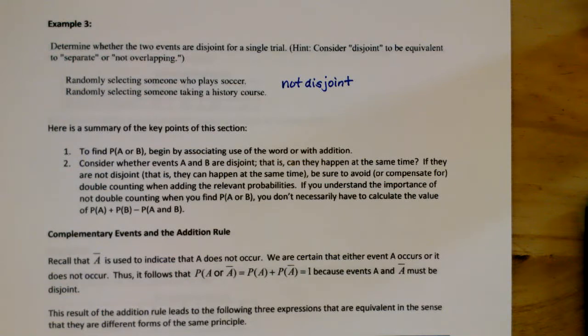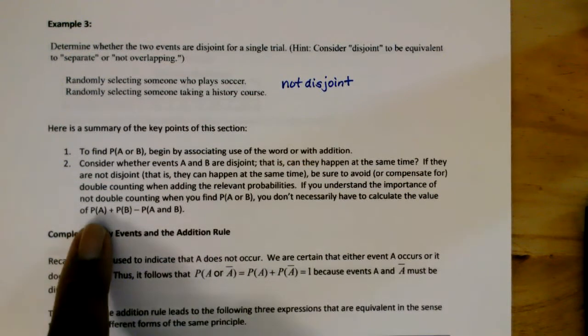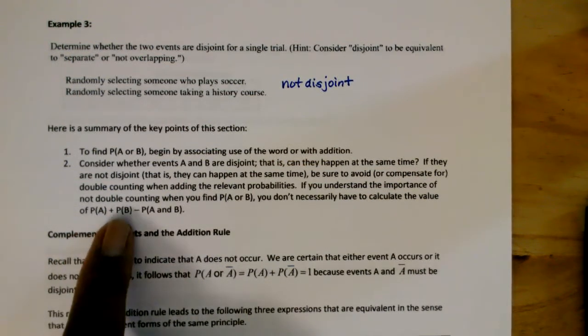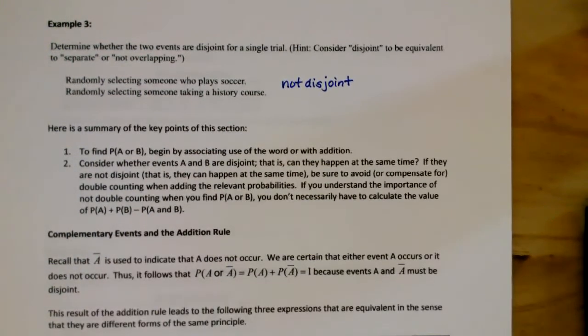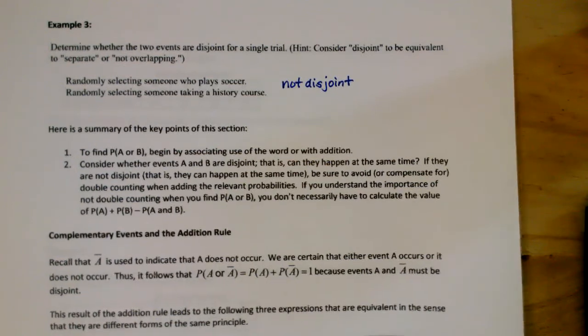If you understand the importance of not double counting when you find the probability of event A or B, you don't necessarily have to calculate the value of this right here: probability of A plus the probability of B minus the probability of A and B. But it'd be best to try to use that formula if at all possible, if you can try to see it from a table.